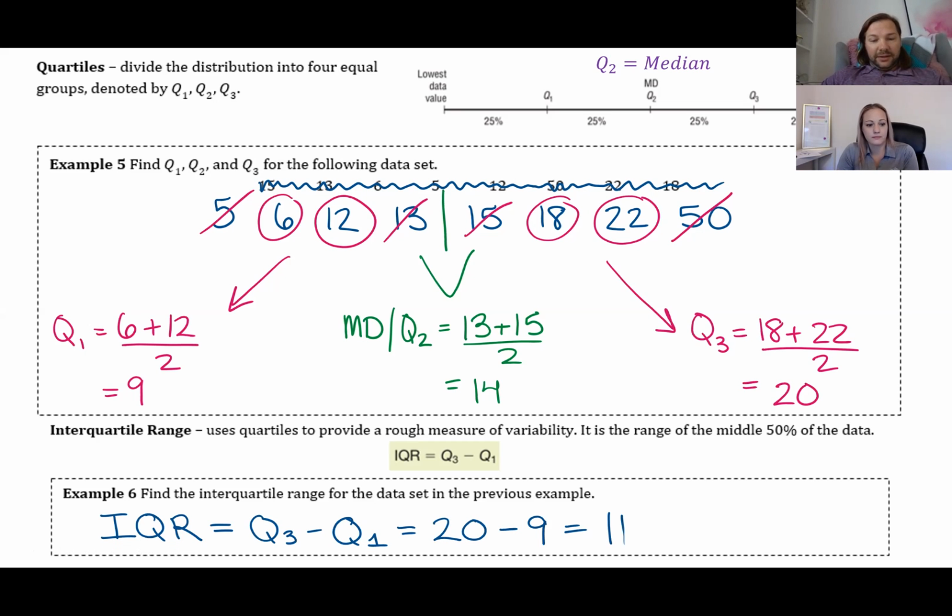And now that's just me writing all this down. I got ahead of myself. They were talking. So yeah, Q3 minus Q1 is 20 minus 9. That gives you an 11. That's the range of the interquartile.